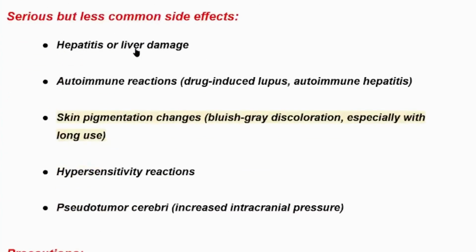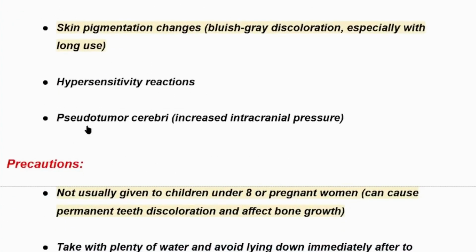And serious but less common side effects: hepatitis or liver damage, autoimmune reactions, drug-induced lupus and autoimmune hepatitis, skin pigmentation changes. And this is important, as we can see this one in our patient. Skin pigmentation changes, bluish gray discoloration, especially with long use. Bluish gray discoloration is a side effect of minocycline. Hypersensitivity reactions and pseudotumor cerebri, increased intracranial pressure, and this is a very important side effect of minocycline.